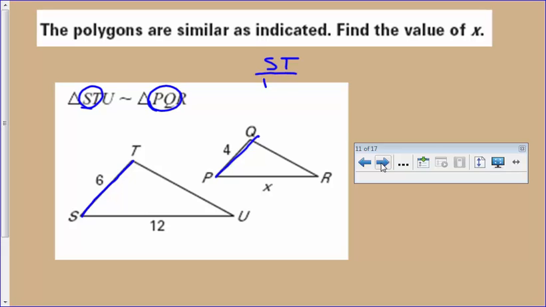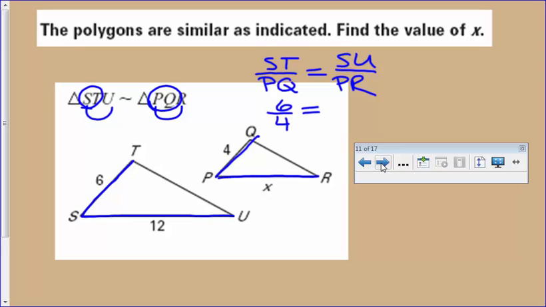ST goes to PQ. Just like in my other part of this, I need to include x, which is PR. P to R has to be S to U. So SU on top, PR on the bottom, that way I'm sure to include x, which is what we're looking for. So now I want to replace this with numbers. So we get 6 is to 4, just like 12 is to x.